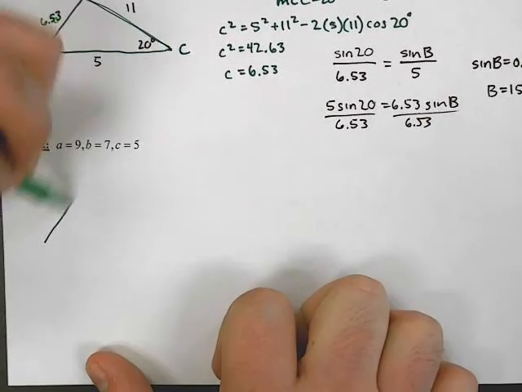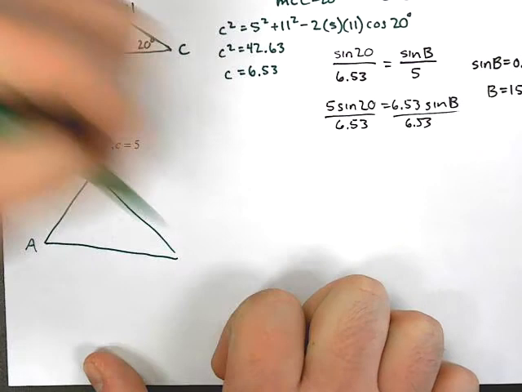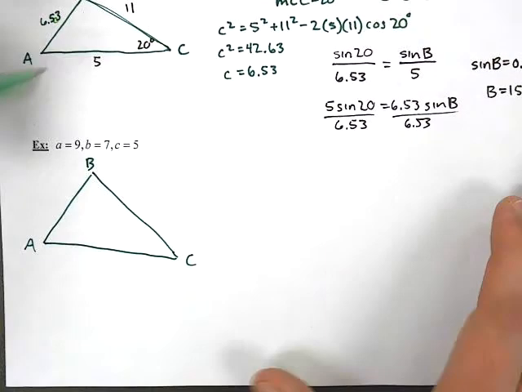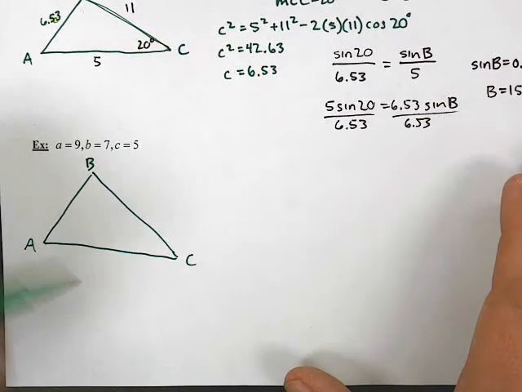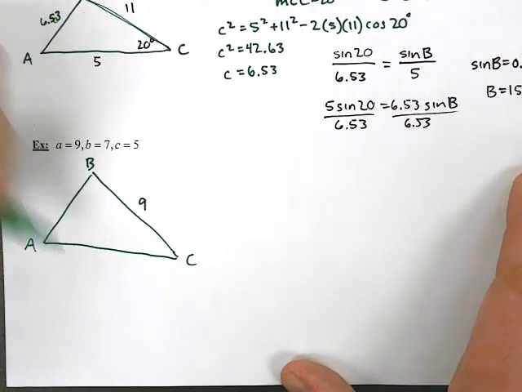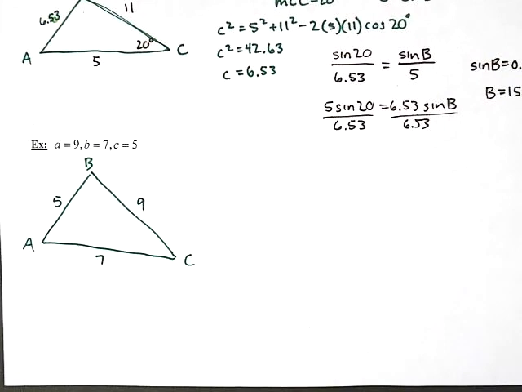Draw another picture. A, B, C. Again, it doesn't really matter. Just make sure you draw a triangle so you can at least understand the side relationships, angle side relationships. A is 9, B is 7, and C is 5. All right, so here we go. Now we have all three sides.